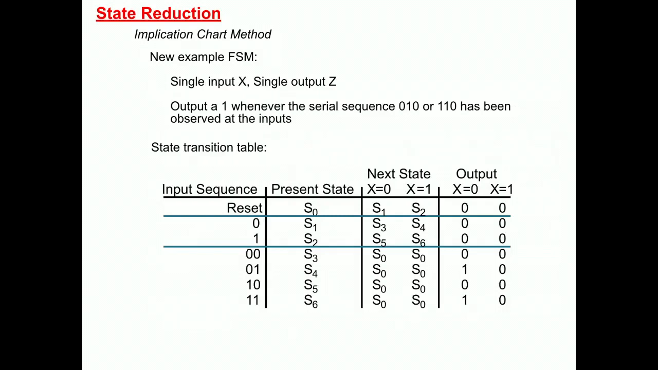Okay, so let's do an example so you can see how this works. Here's a new finite state machine. This is just a simpler version of what I had before. We're going to have an input X, output Y, output a 1 whenever the serial sequence of 0, 1, 0 or 1, 1, 0 has been observed at the inputs.